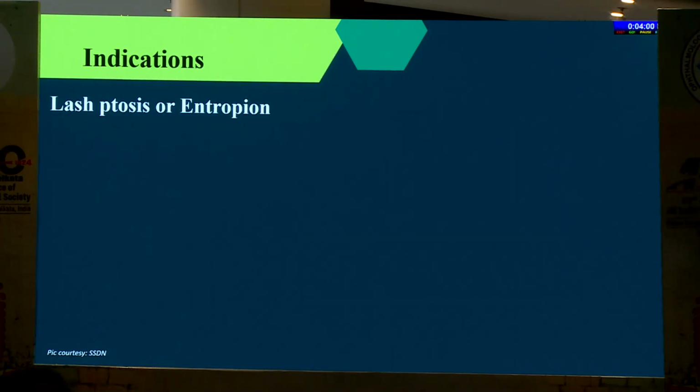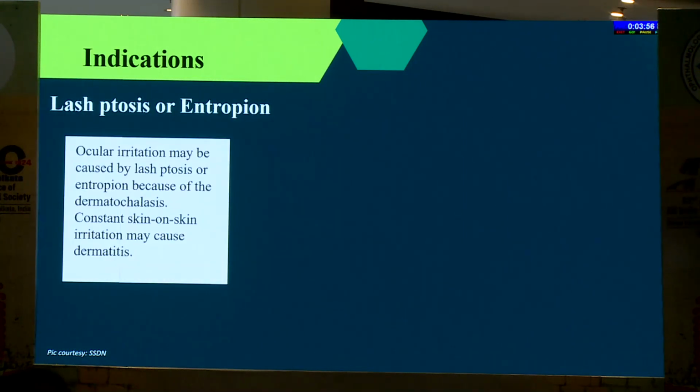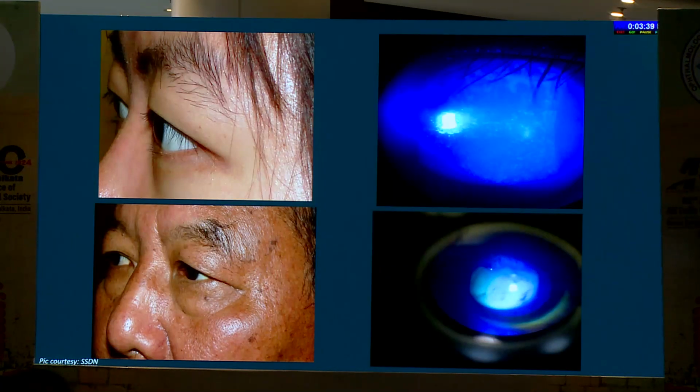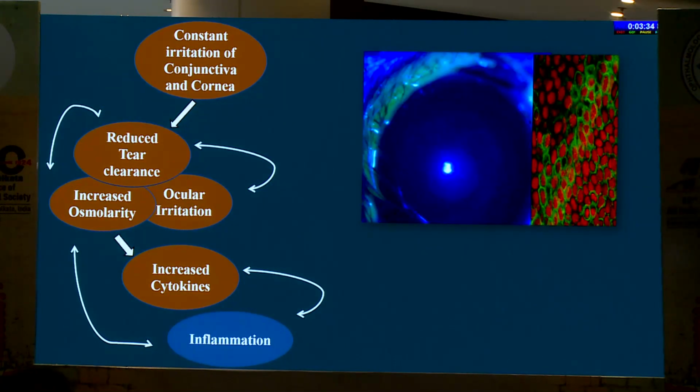In this elderly gentleman, as you can see here, another indication for a blepharoplasty will be your lash ptosis. Now, the lash ptosis commonly causes ocular irritation and entropion because of the dermatochalasis. So, the constant skin-to-skin irritation may also cause dermatitis. It is a very common finding in the Northeast Asian population, which shows that there is a corneal irritation and staining. So, because of the constant irritation of the conjunctiva and the cornea, there is reduced tear clearance, ocular irritation with increased cytokines and increased inflammation.